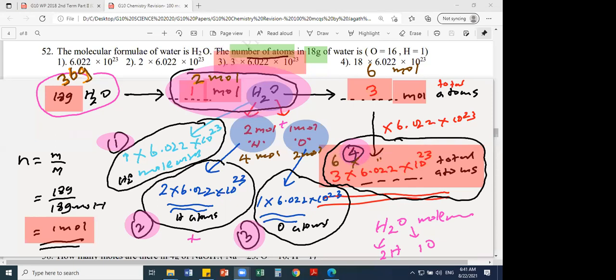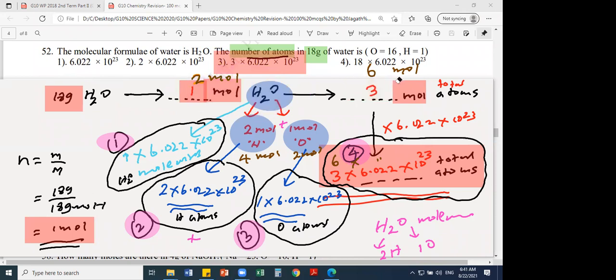6 into Avogadro constant. If they give here 36 grams of water, the answer will be 6 into Avogadro constant, and total moles, total atoms. Like that, they can change the grams. If they change the grams, the moles will change, then the answer also will change. Is that clear? Right.